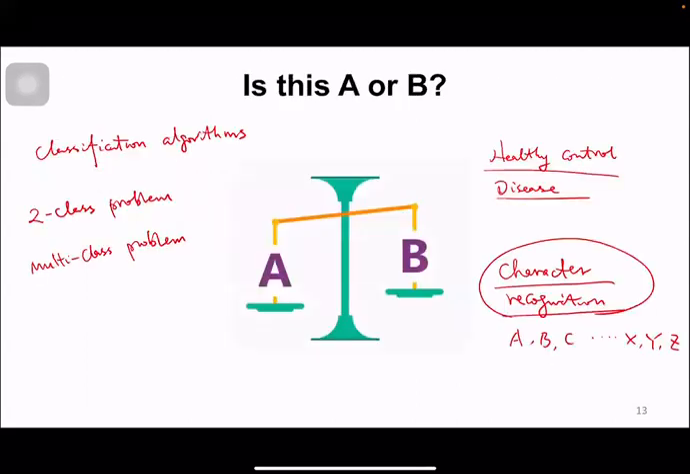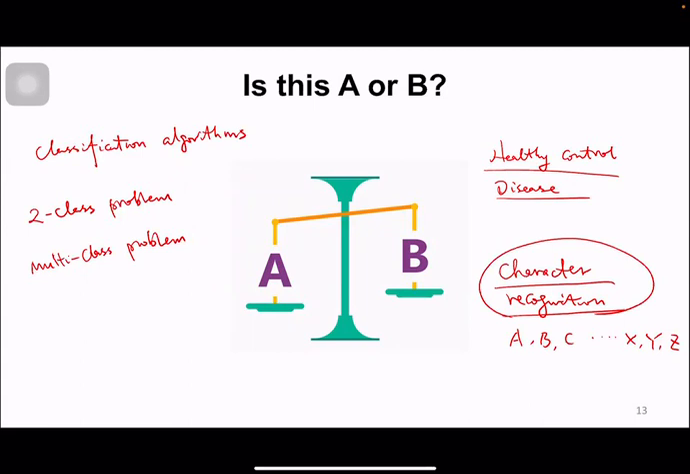The first one is a classification problem. It could be two-class classification: is this A or B, healthy or diseased? Or this could be a multi-class classification, for example, character recognition. If you write some letters and some sentences, how can we recognize those sentences with a computer?